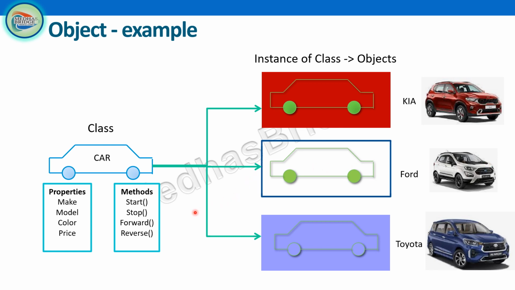Look at a little more detail. A class has properties and methods. Properties like make, model, color, price of the car are called properties of the class. We also know them as data or attributes. We can also list a couple of methods like start, stop, forward, reverse. Alright.